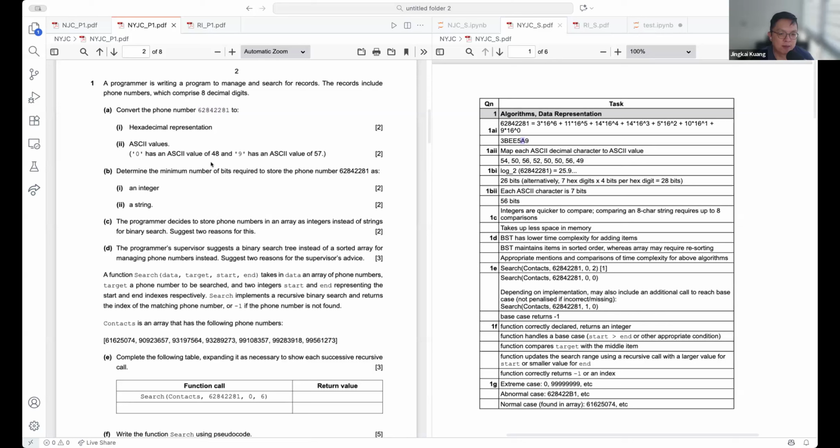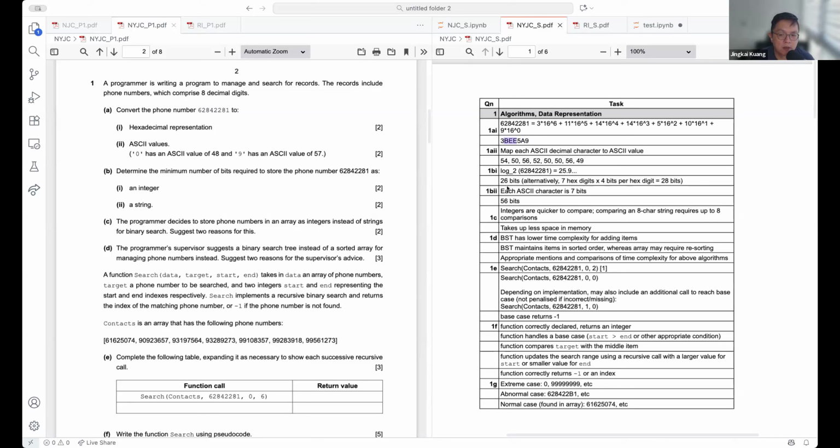Determine the minimum number of bits to store the phone number. I think this one is actually quite interesting. For the integer, you start with this number here and do a log2 to get the number of bits. So you need 28 bits to store this number. Or, you can see that 3BBE589 has 7 hexa digits, and every hexa digit has 4 binary bits, so you multiply it out to get 28.